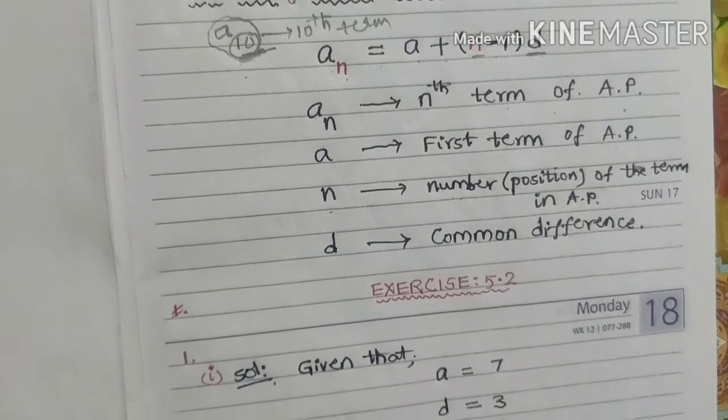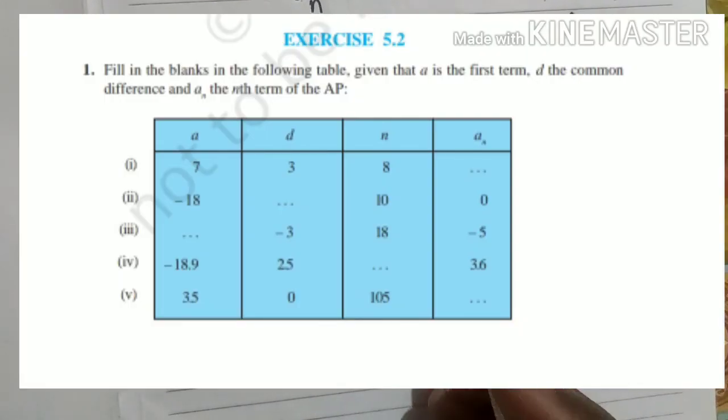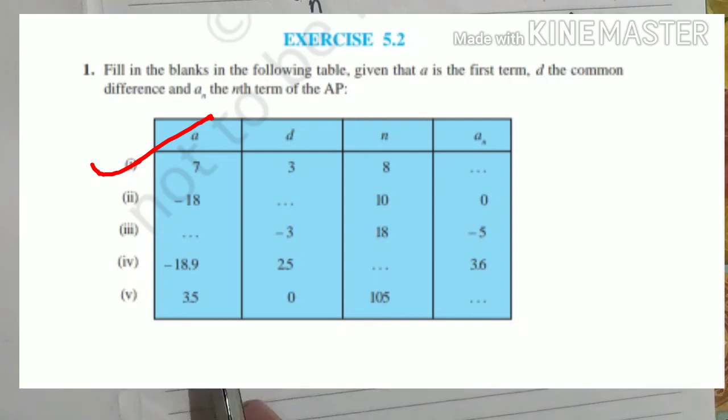Now let us go to exercise number 5.2. In exercise number 5.2, the first bit is a fill in the blanks type question. Some values are given to us here. In the first question, given that A is given. A means first term. The A value is given as 7, and D, the common difference, is given as 3, and N, the number of the term, is given as 8, and they are asking us to find out AN.